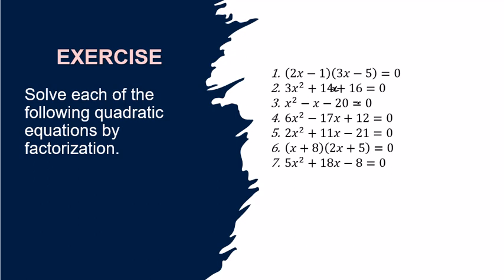Then this is x squared minus x minus 20 equals 0. This is 6x squared minus 17x plus 12 equals 0. This is 2x squared plus 11x minus 21 equals 0. This is x plus 8 into 2x plus 5 equals 0, and it's 5x squared plus 18x minus 8 equals 0. So we have to solve each of these by factorization, just to test if you have been following the class. Once you're able to get all these correctly, that shows you are progressing on how to solve quadratic equations by factorization.